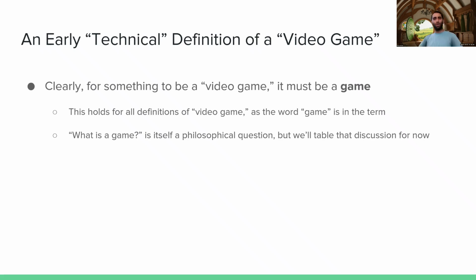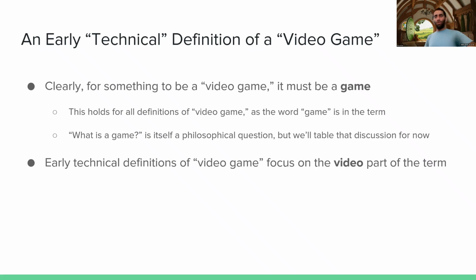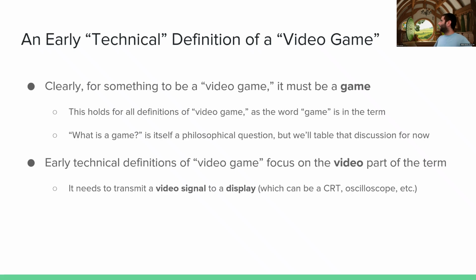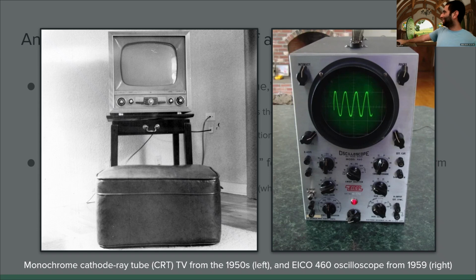Let's assume that we've agreed upon this is a game. What about the video part? The very early technical definitions really focused on the video part of video game. The early definitions required you to have some video signal that you're transmitting to some display. That display could be a CRT, it could be an oscilloscope, etc. For folks that might not have seen CRTs, I grew up with a CRT in our house. We didn't have this type, I'm not that old. But there were the old cathode ray tubes where there's a little tube at the back shooting light signals onto the screen and painting the screen in lines.